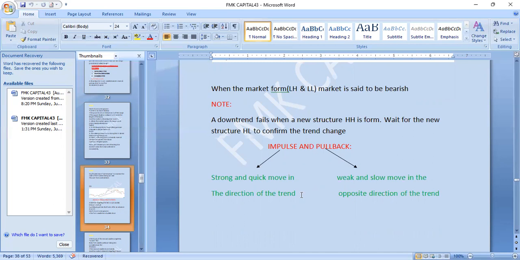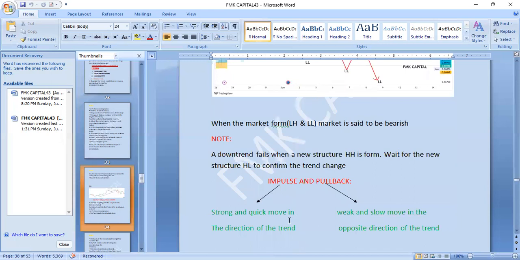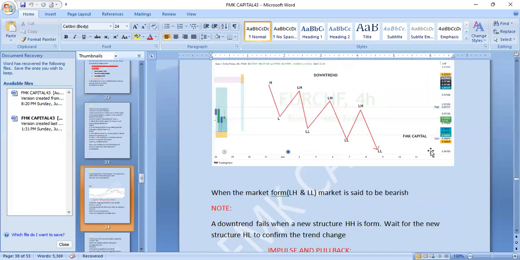So an impulse is a strong and quick move in the direction of the trend. You understand? Now the market is trending down. This is an impulse. This is a pullback. Impulse, pullback, impulse, pullback. The impulse is always a strong and quick move in the direction of the trend. Meanwhile, a pullback is a weak and slow move in the opposite direction of the trend. You understand? The market is trending to the downside, but look at the pullback move. It's going against the trend. Does that make sense? Yeah.